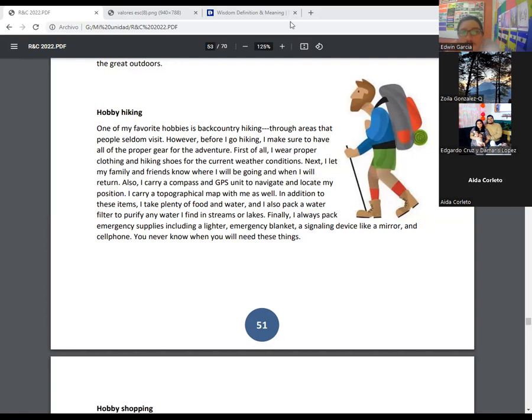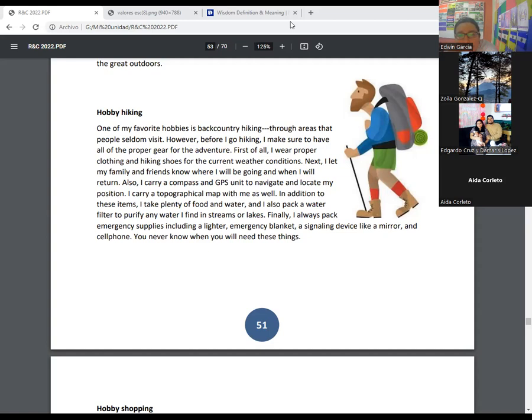One of my favorite hobbies is backcountry hiking through areas that people seldom visit. However, before I go hiking, I make sure to have all of the proper gear for the adventure. First of all, I wear proper clothing and hiking shoes for the current weather conditions. Next, I let my family and friends know where I will be going and when I will return.